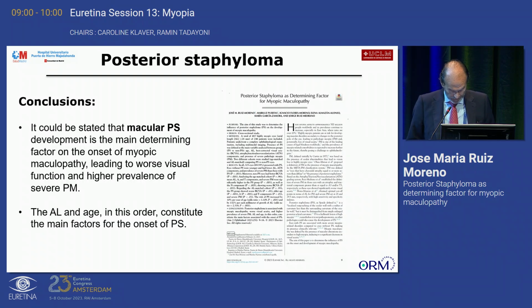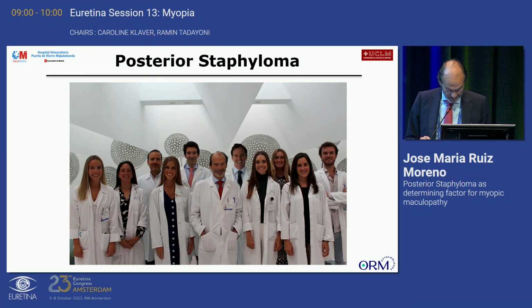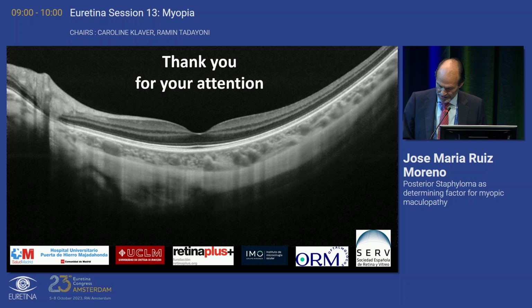In conclusion, we found that macular posterior staphyloma is associated with myopic maculopathy, worse visual acuity, and higher prevalence of severe pathologic myopia. The axial length and age, in this order, constitute the main factors for the onset of posterior staphyloma. Here is the paper published in the American Journal that we have discussed at this moment.